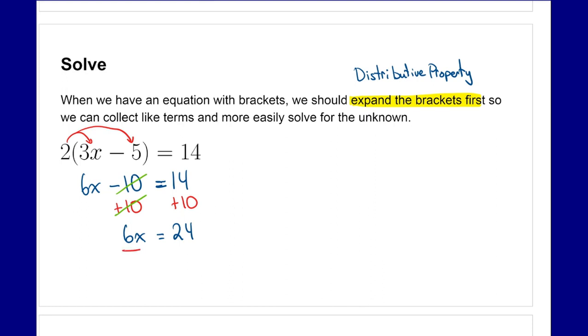You might be able to just look at the equation now and figure out what x equals. If not, we have to divide by 6 on both sides. The reason we're dividing by 6 is because the 6 is technically multiplying the x. So I have 6 groups of x, or 6 times x. To cancel that out, I do the opposite, which is divide by 6. So the one side cancels out, and we're left with x equals 4. And that's my solution. That's my answer to the equation.